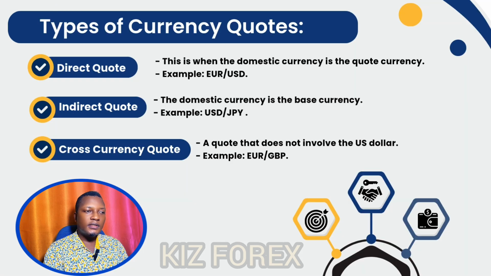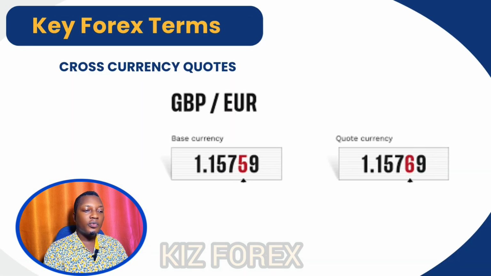The cross currency quote is a currency quote that does not involve the US dollar, like the Euro GBP or the GBP Euro. So currencies that do not involve the US dollar make up the cross currency quote. As you can see on this graphical representation, we have GBP Euro. The GBP and the Euro, we don't have any USD pair inside. So this is an example of the cross currency quote.